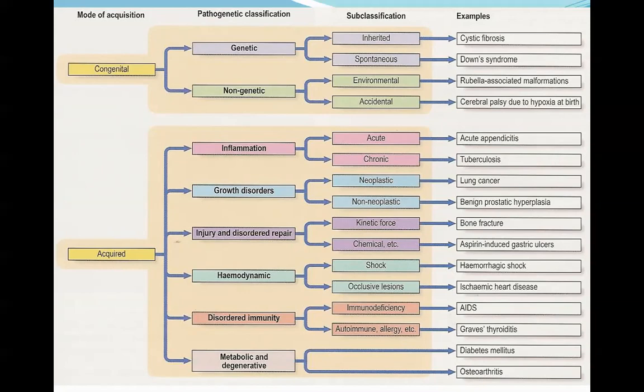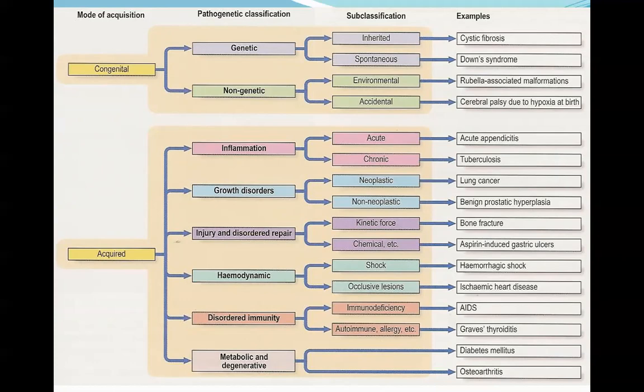Genetic will be either inherited, like cystic fibrosis, or spontaneous, like Down syndrome. You must have seen in some families children with a mongoloid face. It's not running in the family; anybody can have a Down syndrome baby. So it is not inherited, basically, it is spontaneous. The non-genetic one is environmental, for example if a mother has rubella, the baby will develop something. Or accidental during parturition, during the process of delivery, the baby may have some problem.